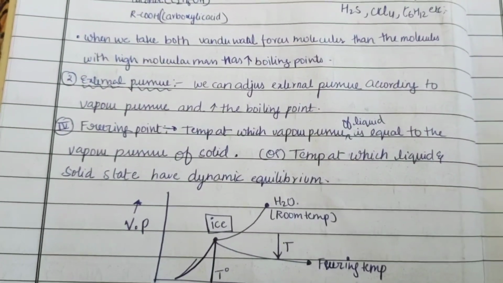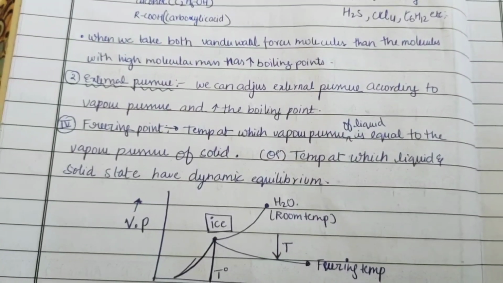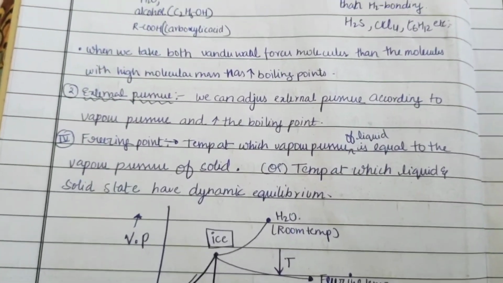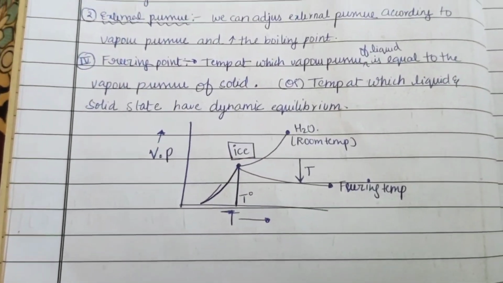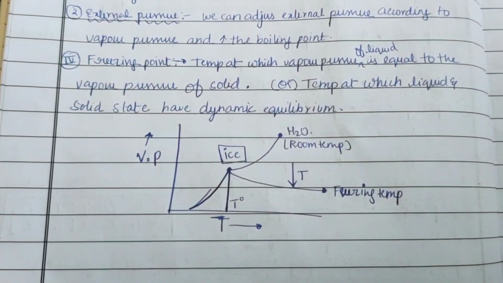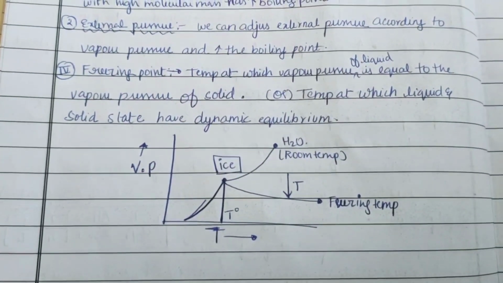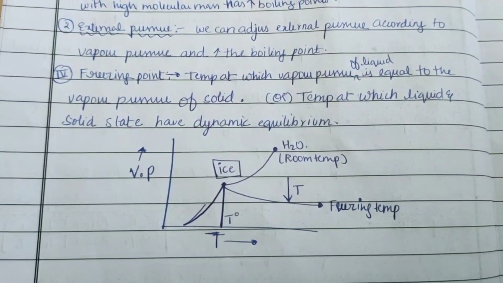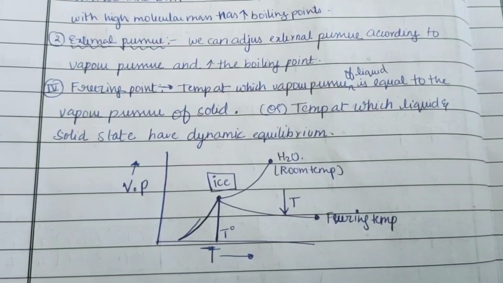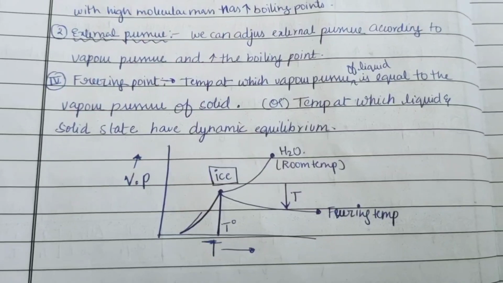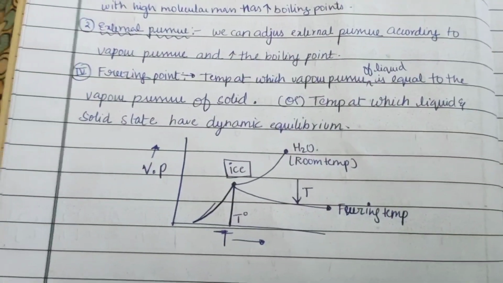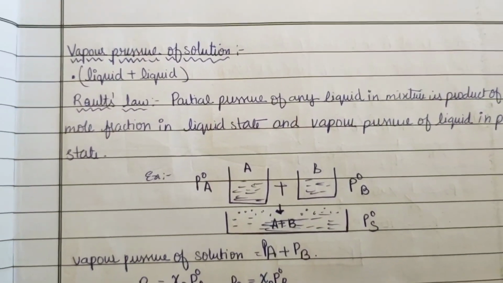Then freezing point: the temperature at which the vapor pressure of the liquid is equal to the vapor pressure of the solid, or the temperature at which the liquid and solid states are in dynamic equilibrium. Here you can see the graph of vapor pressure and temperature. H2O from room temperature decreases in temperature and slowly comes down to ice, which is the freezing temperature, and then it decreases further as vapor pressure changes.